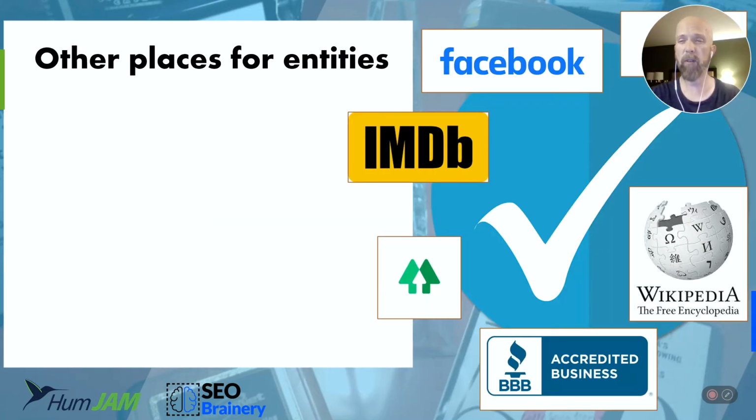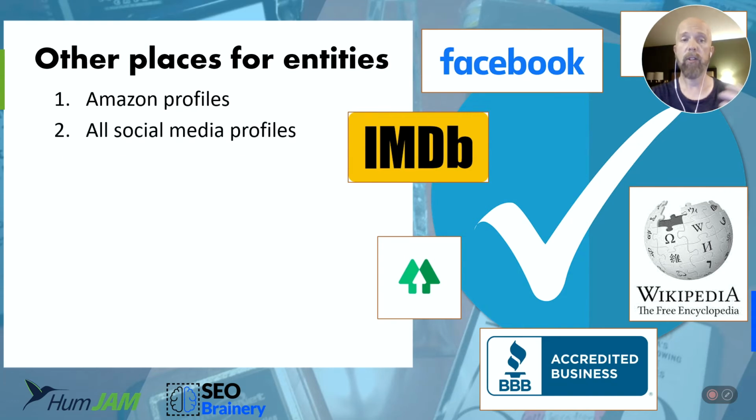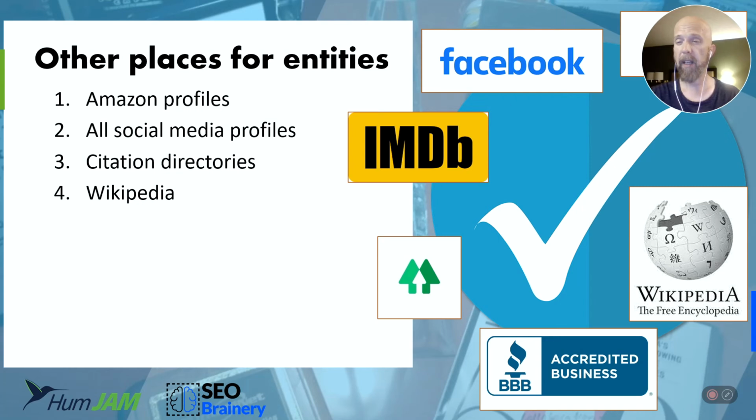And again, here's some other places for entities, and you want to connect the dots as much as possible because of the E, the expertise, authority, trust. This all connects all that together. Amazon profiles, if you're an author, social media profiles, citation directories like Best of the Web and Better Business Bureau, Wikipedia, if you could do that. There's a lot of information coming out about how you could potentially get into Wikipedia. Best of the Web, another directory that you could get into.